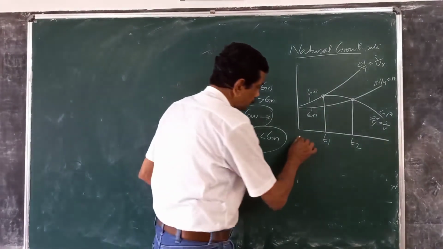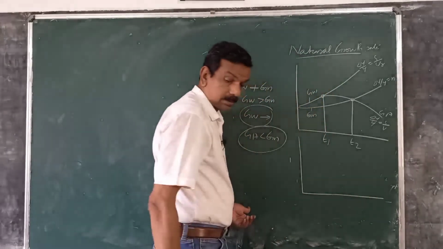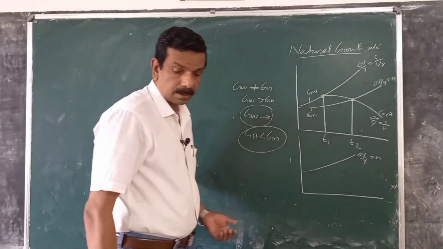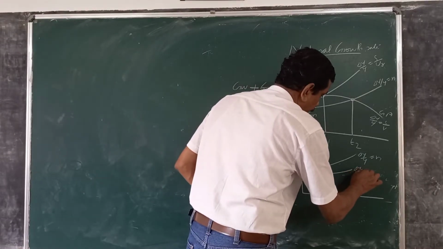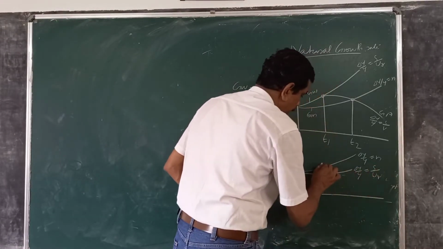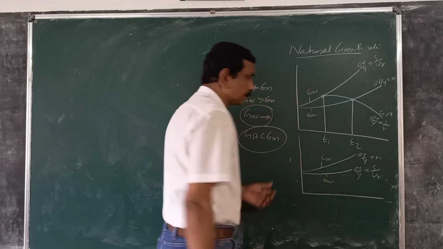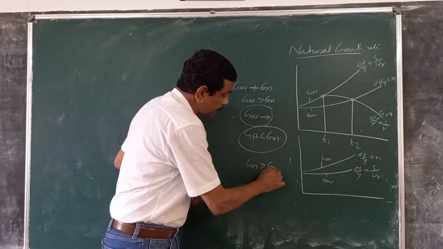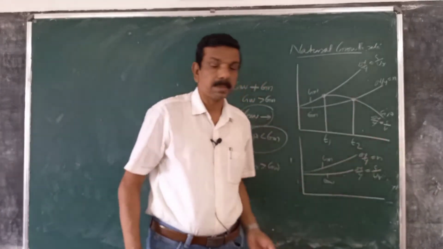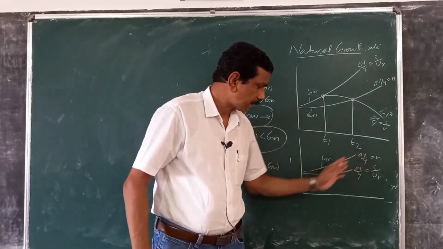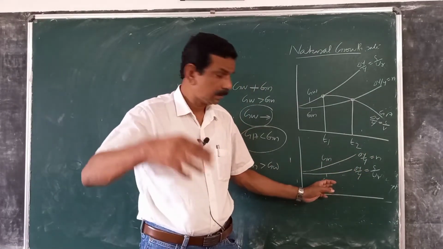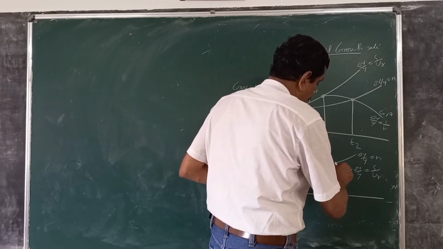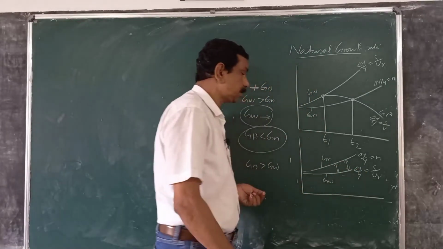Now consider another case. This is delta y by y is equal to n, and delta y by y is equal to s by v r. This is Gn, this is Gw, suppose. Now in this case, Gn exceeds Gw throughout time. That is, labor force growth is always higher than the desired growth rate. So Gw can be maintained here. But the problem is unemployment will become very acute over time, or unemployment increases over time.